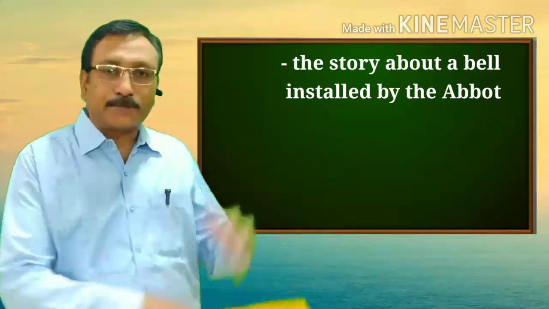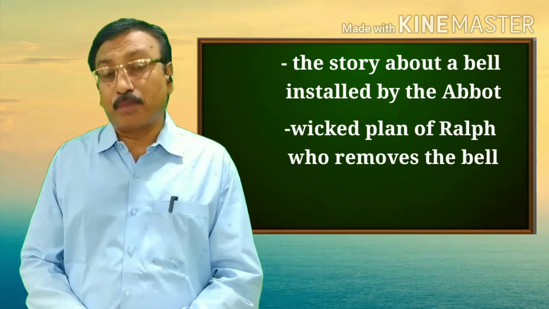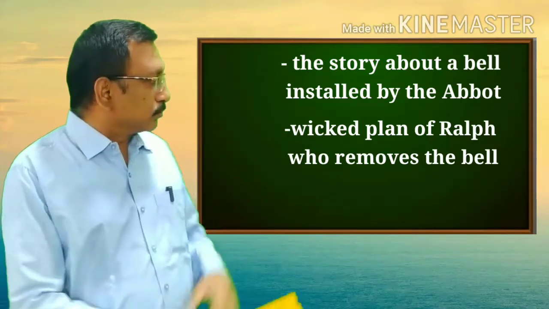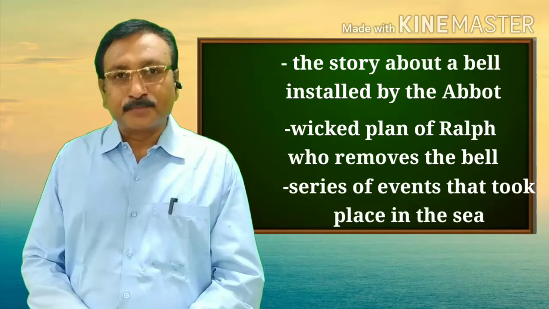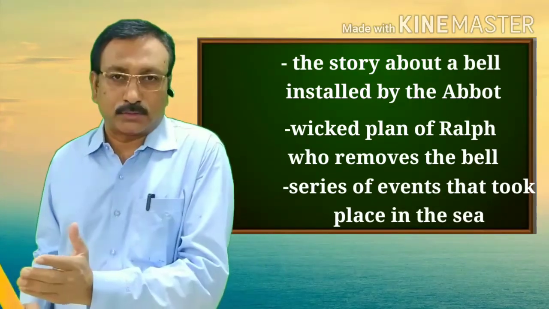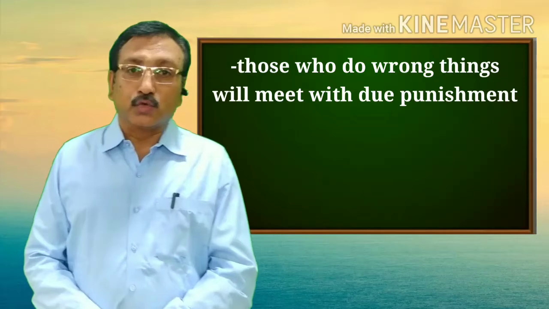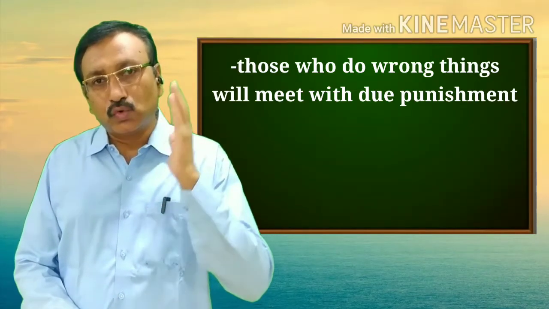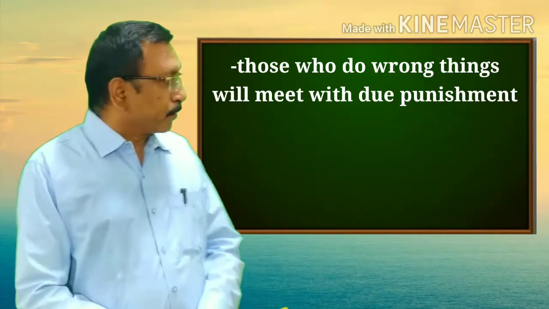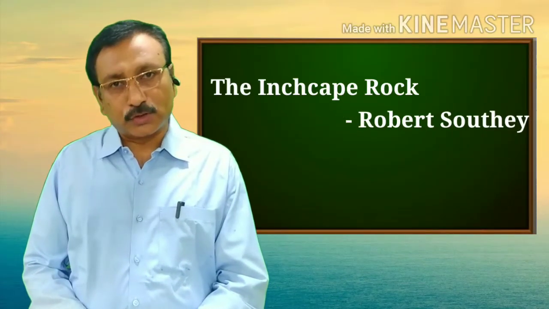in the sea. So this poem also throws light on the wicked, the evil plan of Sir Ralph the Rover, who removed this bell from the Inchcape Rock out of jealousy. So this poem is a series of events which took place from the beginning to the end of the poem. This poem, The Inchcape Rock, gives the message that those who do wrong things will get punishment. So today we are going to learn this poem, The Inchcape Rock, written by Robert Southey.